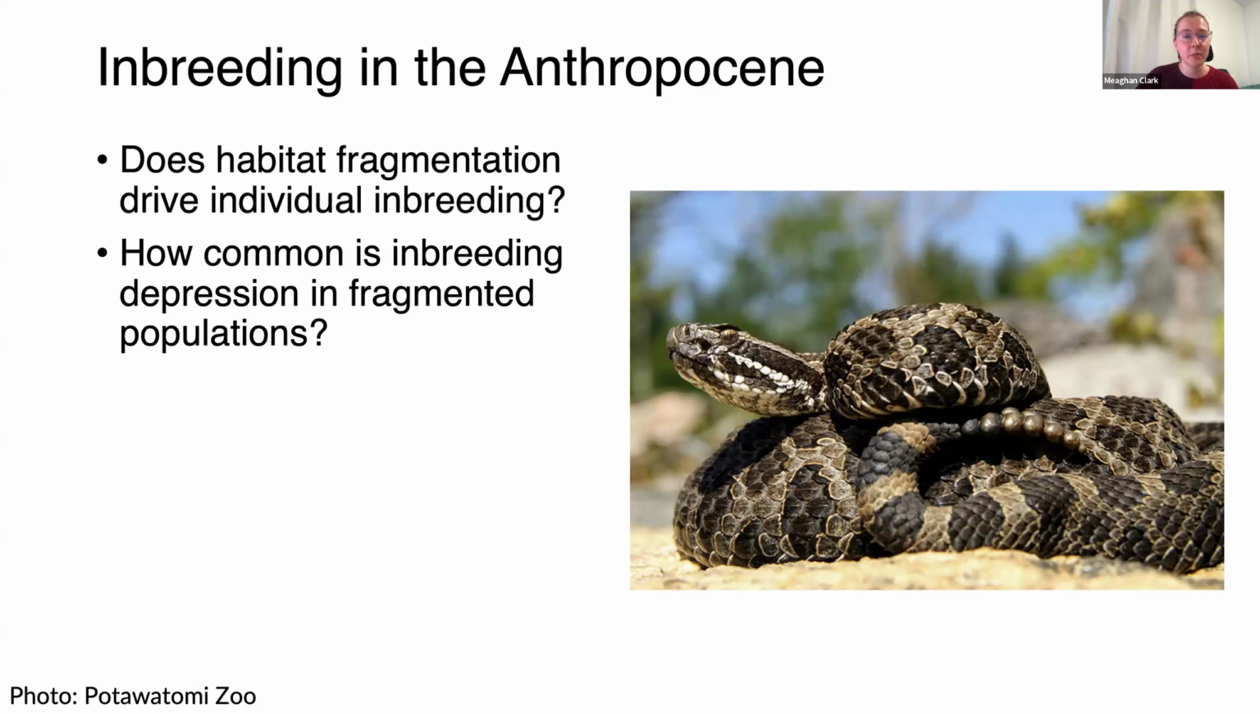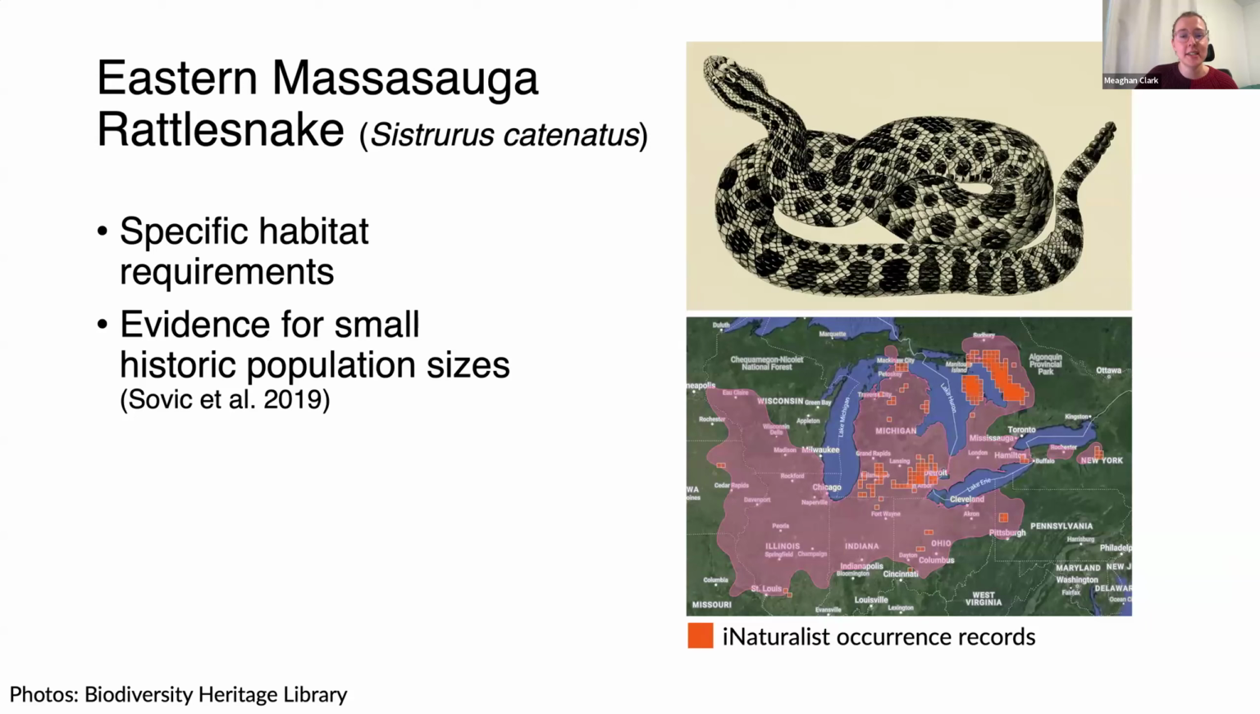And here I'm going to address these questions using what I think is a really fascinating and perfect study system for studying inbreeding and habitat loss, the Eastern Massasauga rattlesnake. Eastern Massasaugas are found throughout the Great Lakes region of the United States and Canada, and they have some pretty specific habitat requirements. They need open wetlands with adjacent woodlands to overwinter. Because of the natural patchy distribution of these types of habitats, they have likely existed in fairly small populations throughout history.